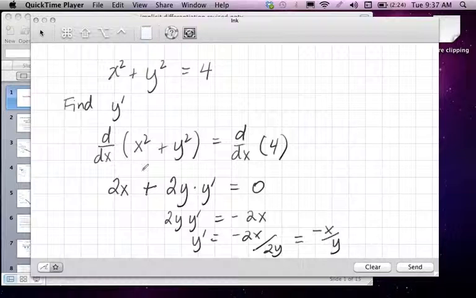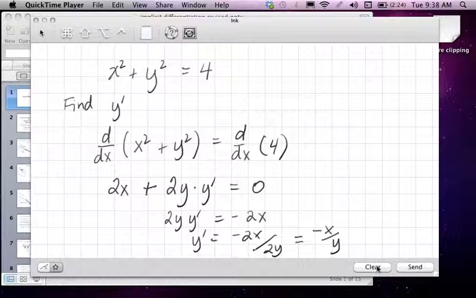So you see when you're doing these, whenever you're doing a derivative with respect to y, you have to remember chain rule and include the y prime, because we're assuming y is a function of x. And when we're done, we're going to get some expression that has y primes in it, and then you treat y prime like a variable and you solve for y prime.